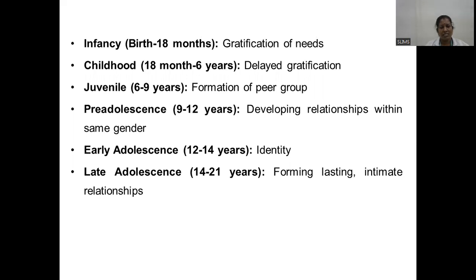Then early adolescent, the age between 12 to 14 years. There is self-identity. By introducing them, they themselves will be telling their parents, "This is not me," so they listen to their own identity. That is self-identity. And then late adolescent, ages 14 to 21 years, is forming lasting, intimate relationships.